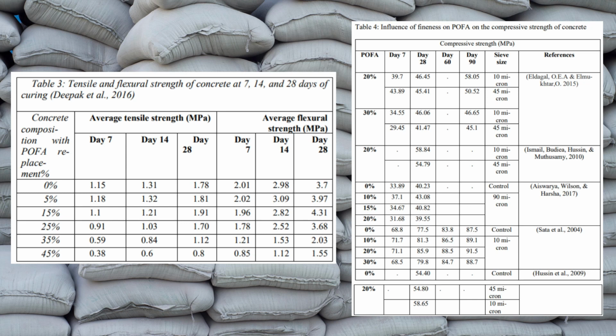And it showed the average flexural strength is at 15% use of POFA. Day 7 is 1.96, 2.82 at day 14, and 4.31 at day 28.